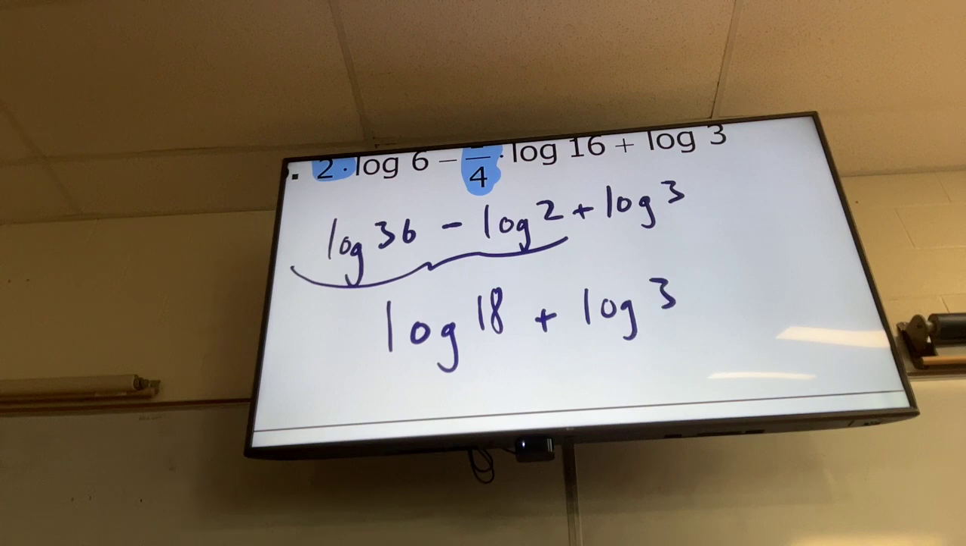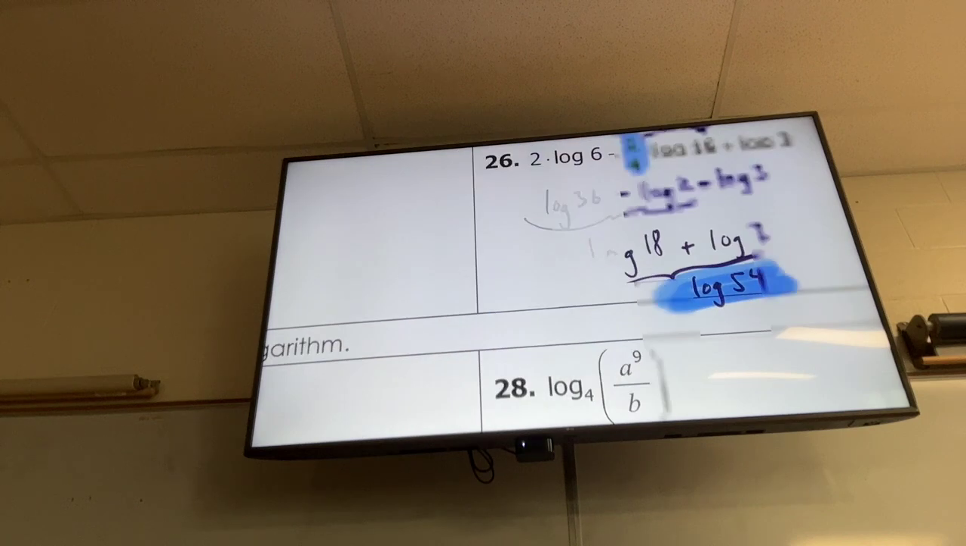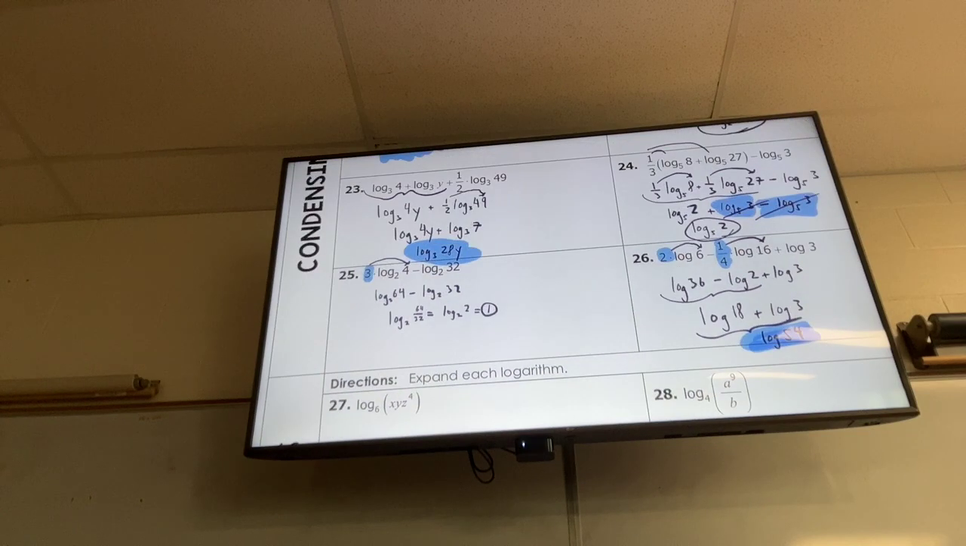And then the last logarithm. What does that combine to? 54, right? Why are you saying 6? Yeah. Good. Okay, questions, comments, concerns on those?